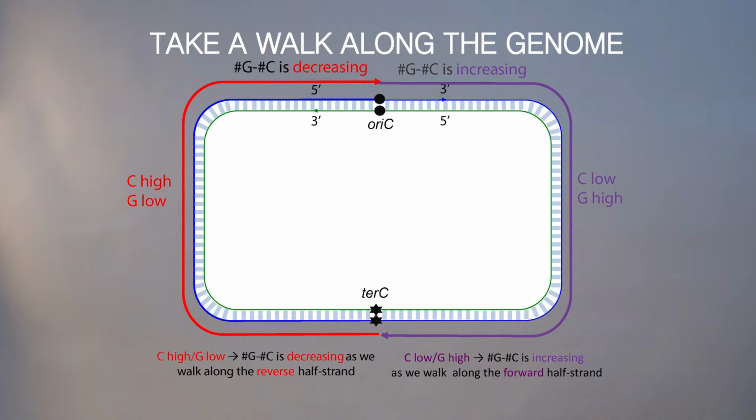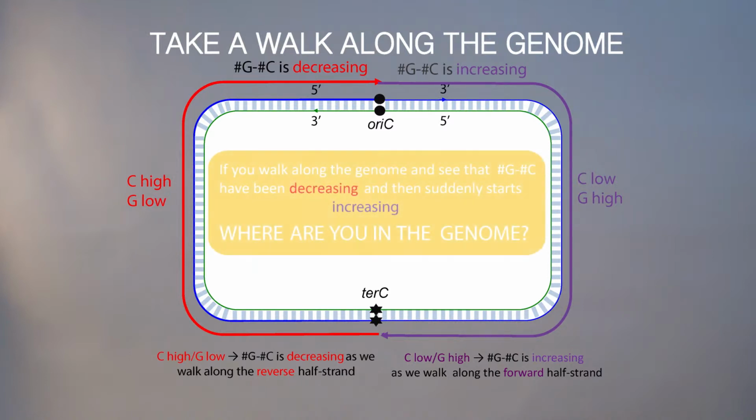Again, this sounds like a peculiar and not very important thing. Why do we care? I ask one more question. If you walk along a genome and you count the number of G minus the number of C that you saw, and you have seen that the number of G minus number of C has been decreasing and then suddenly starts increasing, my question is, where in the genome are you?